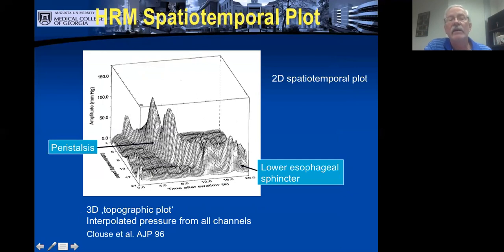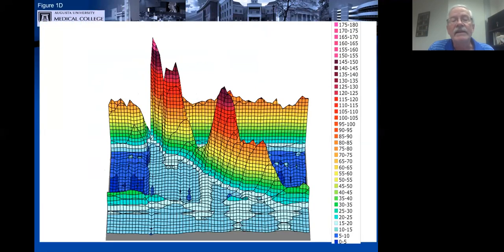So you had not just 36 input data points, but the system would interpolate the pressures across all of the channels, providing a tremendous amount of data and very useful information. This would then be color-coded according to the pressures. The cooler or wintry colors are the lighter pressures, and the warmer, redder colors are higher pressures.